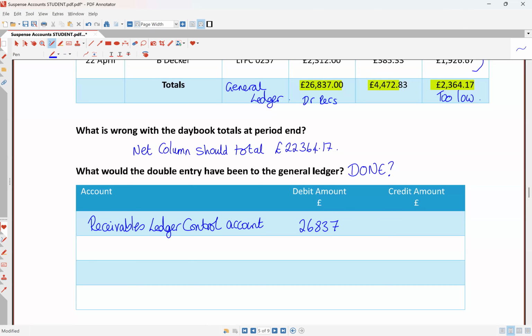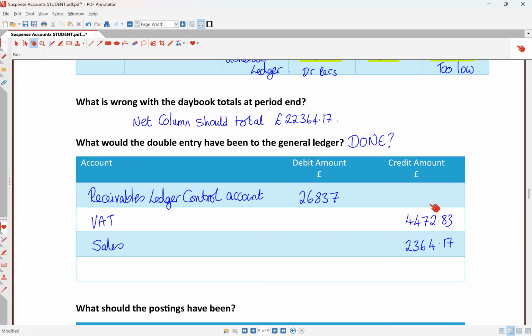Now, if I've debited the gross, let's think about this logically. We know debits and credits have to be equal. So I would credit my VAT. That shows the amount that we owe to HMRC for those sales that we have generated. So we owe that to HMRC as a liability. We then credit our sales account. And what we've done here is credited it because remember we've took the totals. We've credited 2364 and 17 pence.